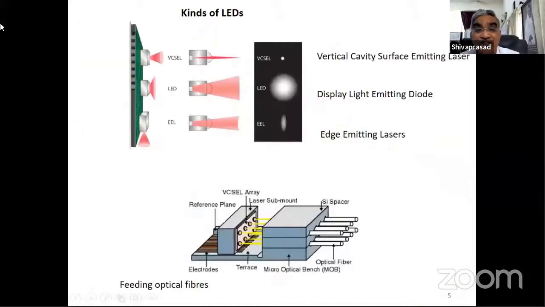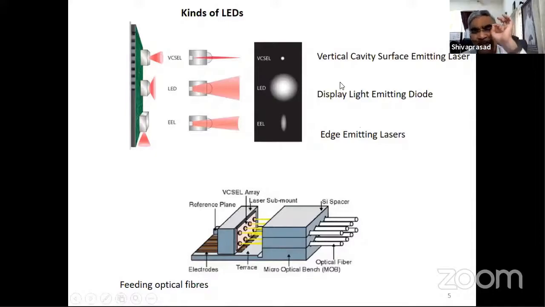Okay, now there are different kinds of LEDs. These are called edge emitting lasers, for example. If you want a laser, then you can create it by this one. Or surface emitting, like all the LEDs we use, which is not a laser. When you want to make signboards, traffic lights, etc., you want the light to come out in a wide angle. So you use this kind of light emitting diodes, which is given in this picture.